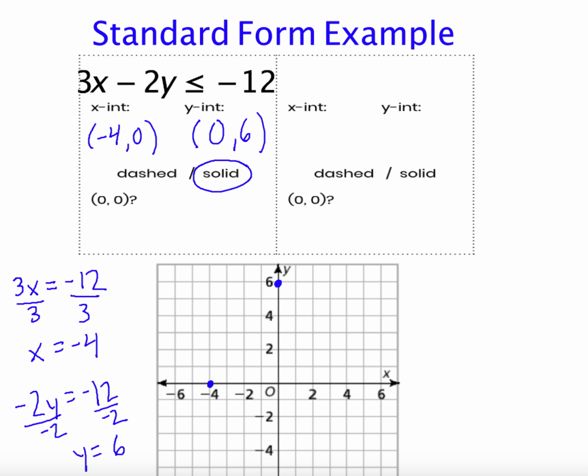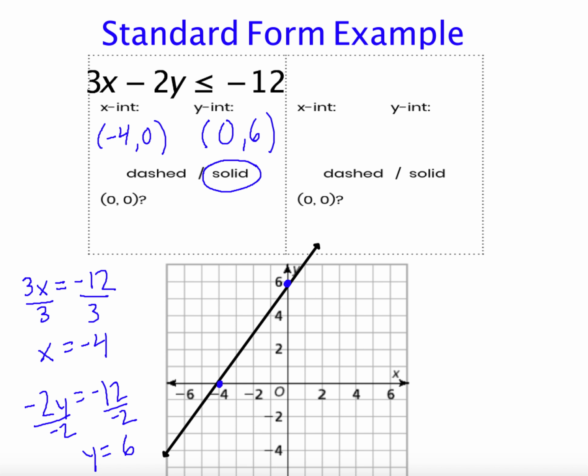Graphing the boundary line. 3x minus 2y is less than or equal to -12. I just connect that x-intercept of (-4, 0) and the y-intercept of (0, 6). When we're trying to decide which side or which region of the graph we're shading, we can't trust the inequality for standard form equations or inequalities.